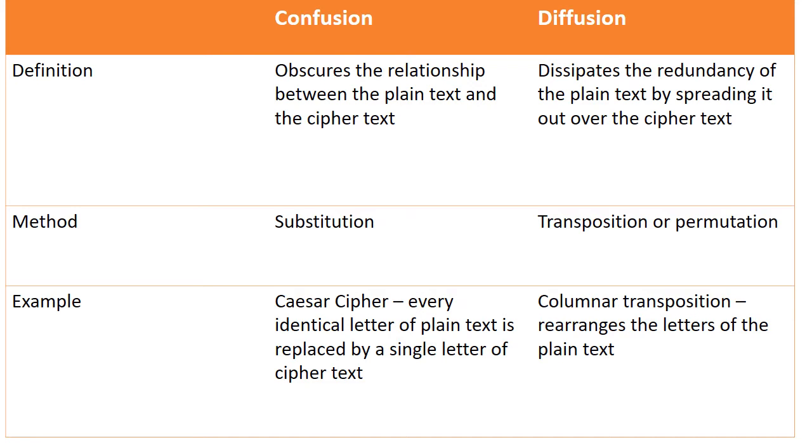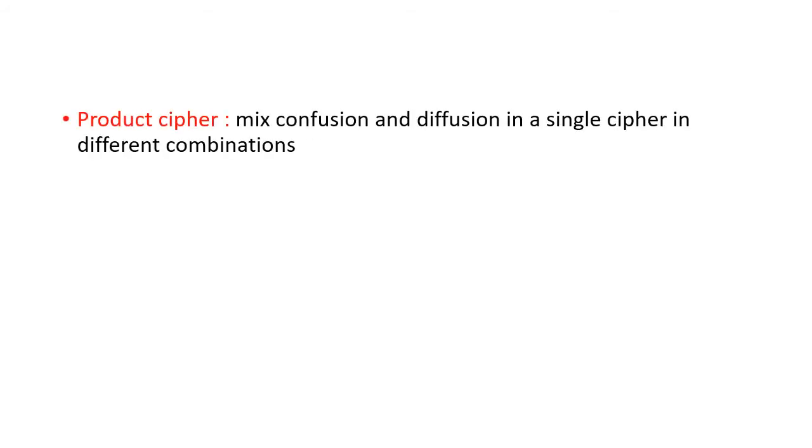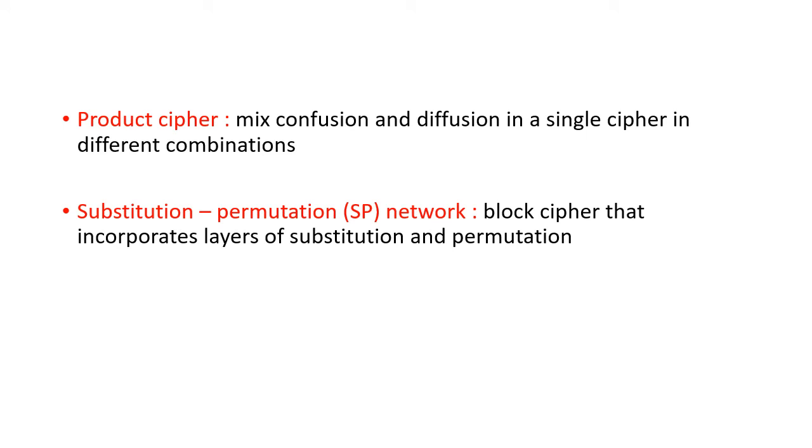The diffusion process of the encryption algorithm reduces the redundancy in the plain text. This is performed by the transposition or the permutation method. It is achieved by rearranging the letters of the plain text. For building a strong cipher, the confusion and diffusion process is mixed in a single cipher in different combinations. This is called the product cipher. The substitution permutation or the SP network is a block cipher that has layers of substitution and permutation in its algorithm.